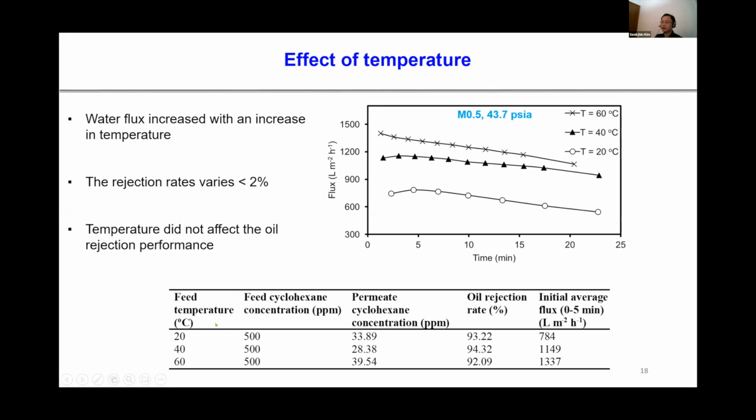And then comparing temperature from 20 to 60 in the table below, oil rejection rate was stable around 92 to 94%. However, there is flux enhancement, which shows that the temperature affected flux, but temperature did not affect the oil rejection rate so much.